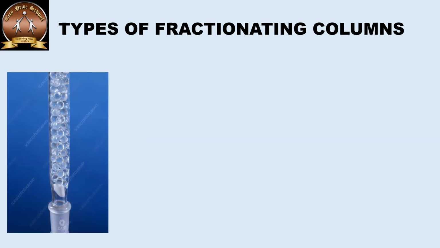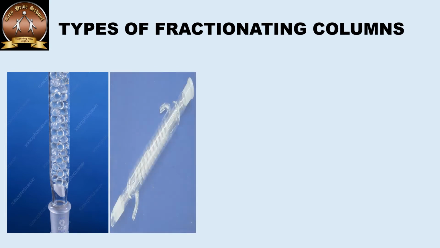Now here are some of the different types of fractionating columns that come into usage in the laboratory, depending upon their utility or what kind of mixture we are going to separate. So these are the varieties. This is the one we were talking about in the previous slide, which has these glass beads. These glass beads provide that extra surface area. Here is another one. It has a cylindrical arrangement for the cool water that is circulating.